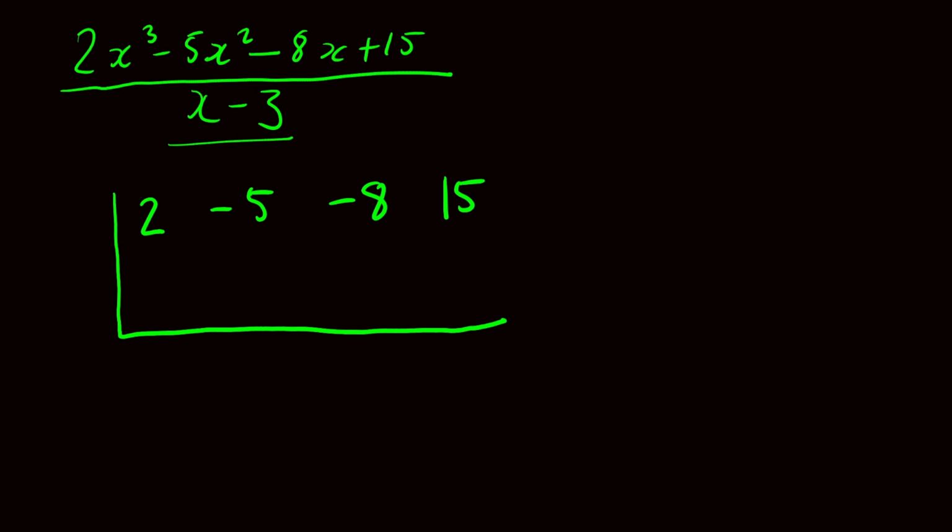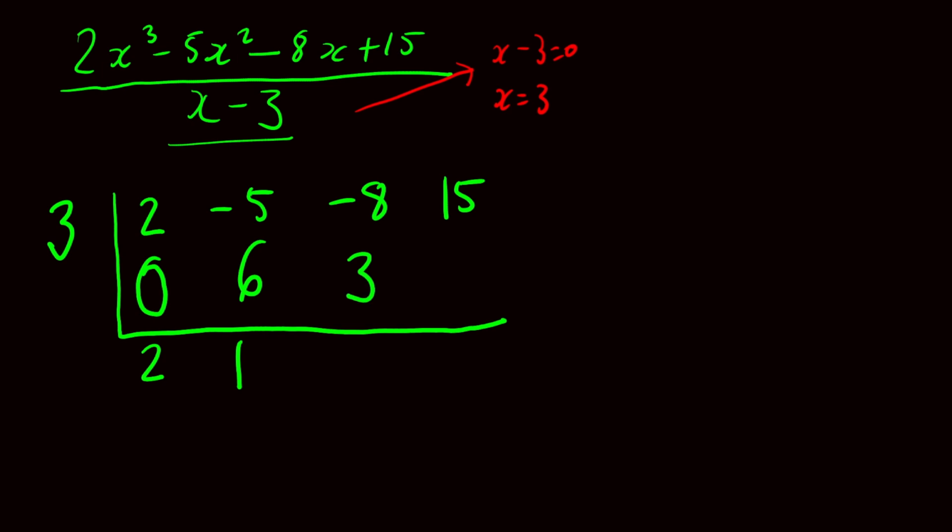So again, what do we put down here? We put a big 0. X minus 3. Okay, this is a very similar denominator. So what do? X minus 3 equals 0. X equals 3. So that means out here is 3. Now the same thing. We add down and multiply across. 2 plus 0 is 2. 3 times 2 is 6. Negative 5 plus 6 is 1. 3 times 1 is 3. Negative 8 plus 3 is negative 5. 3 times negative 5 is negative 15. And 15 minus 15 is 0.